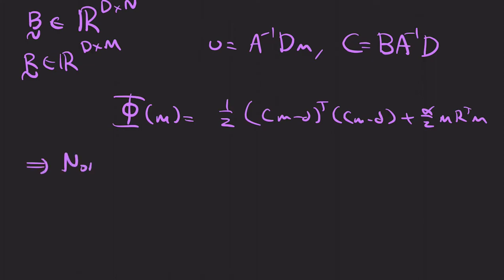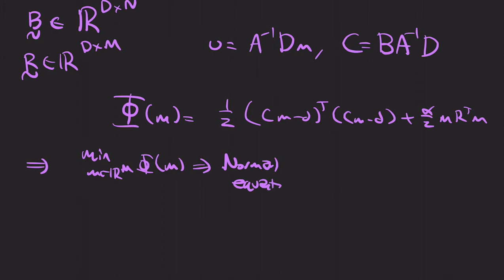So for the normal equations, we're minimizing over m in R^m of phi of m, and so this gives us the normal equations. If you're not familiar with them, just look up that term, normal equations. All you're doing is taking the derivative with respect to each component of m and setting it to 0, right? It's Calc 3 stuff. So the normal equations give you this solution. The minimizer satisfies this matrix equation.